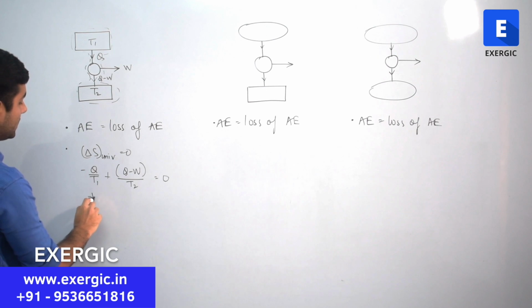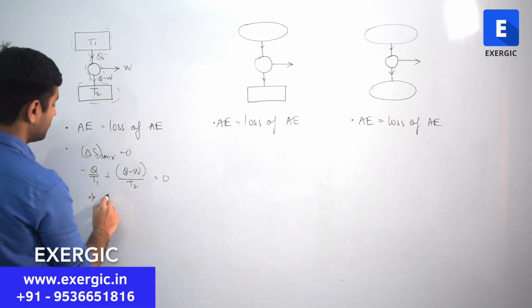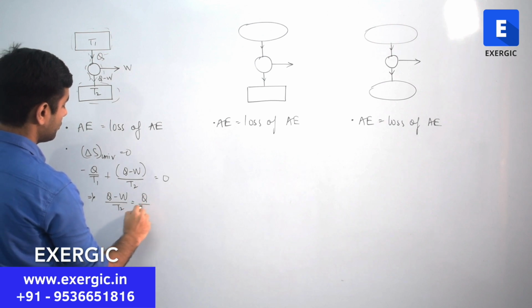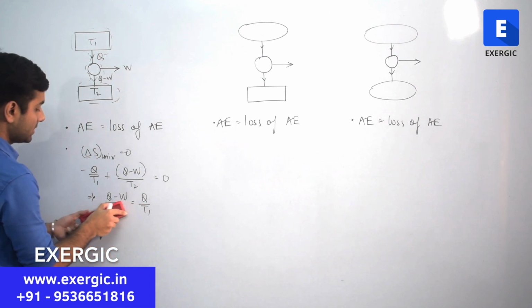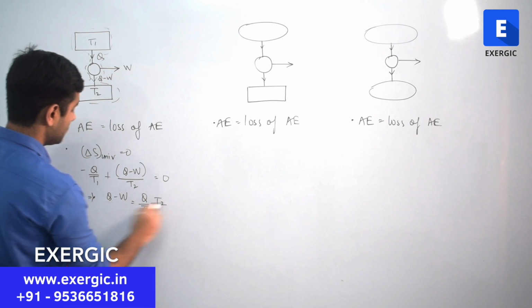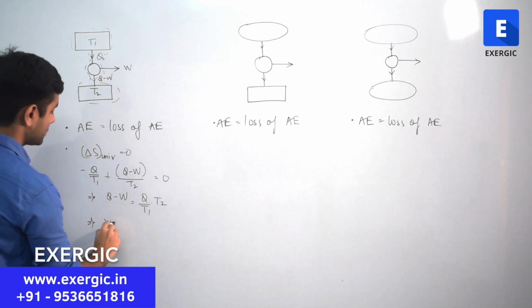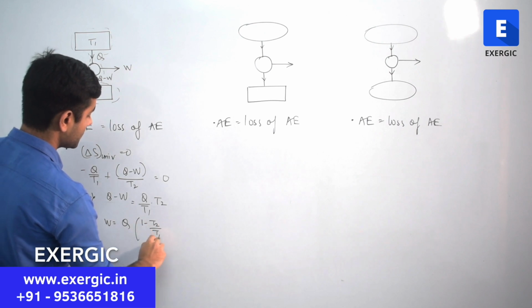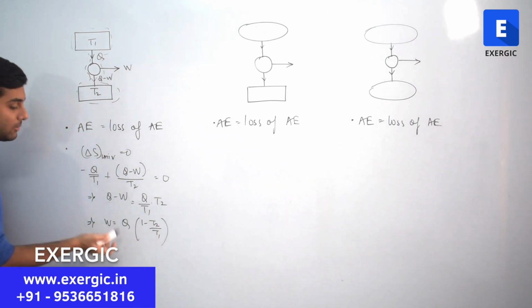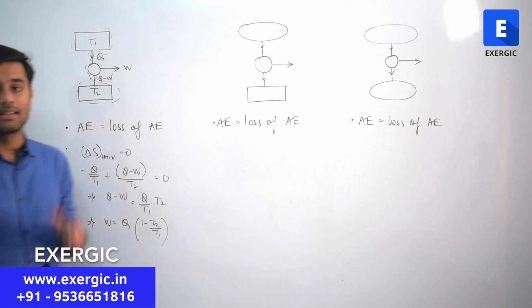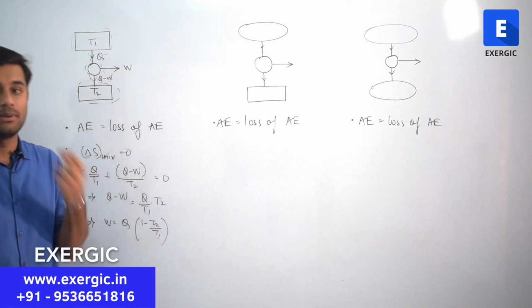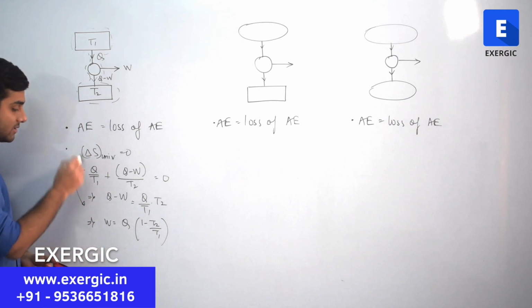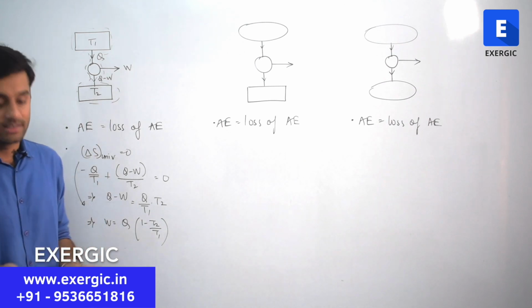Now you simplify it. It is going to become (Q minus W) by T2 is equal to Q by T1. You bring this T2 here and you write it as W is equal to Q times (1 minus T2 by T1). It's the same as efficiency multiplied by Q. You might be thinking that when we are directly getting efficiency multiplied by Q, then why are we going through these two steps?